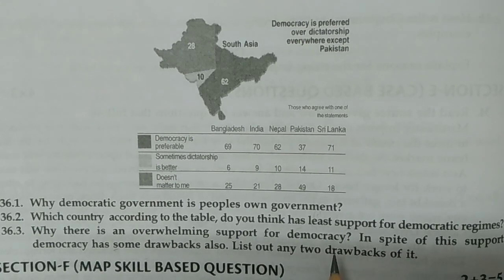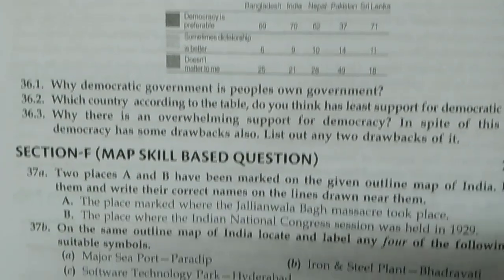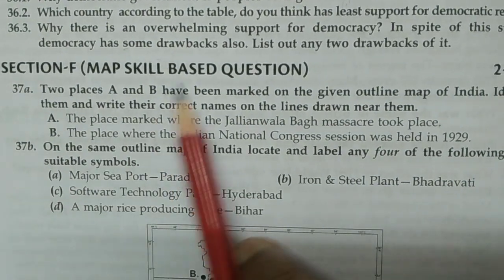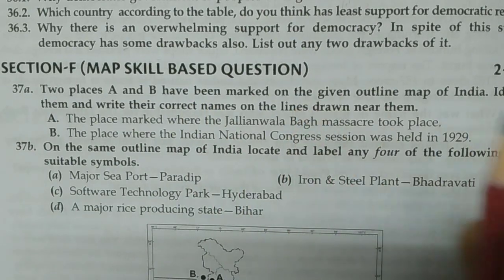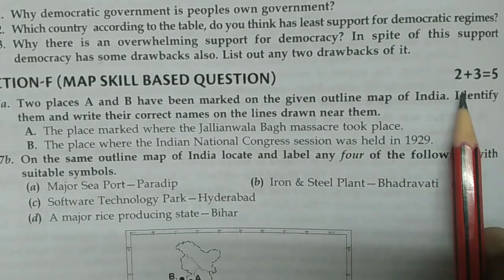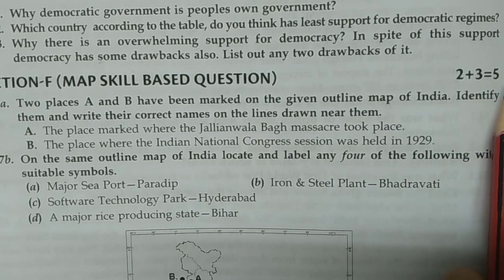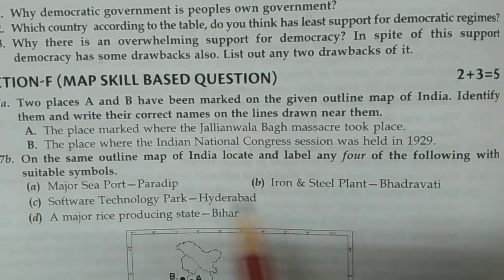Thus, we have completed this section also, and the last section is left here. Section F, it's a map-based question. It's written here clearly, map skill based question. It contains 2 plus 3, which means that 2 marks are from the history section and 3 marks are from the geography section. So it's a total of 5 marks. So now let's start from here.